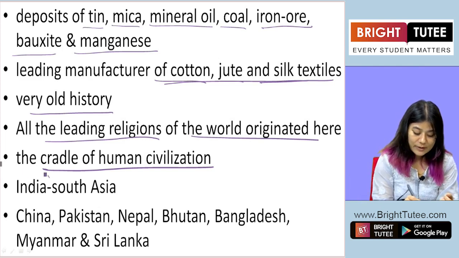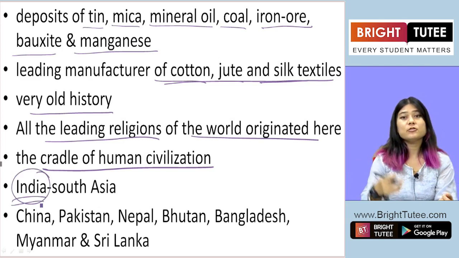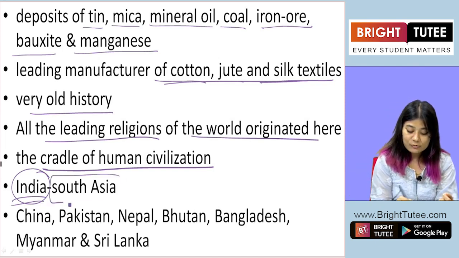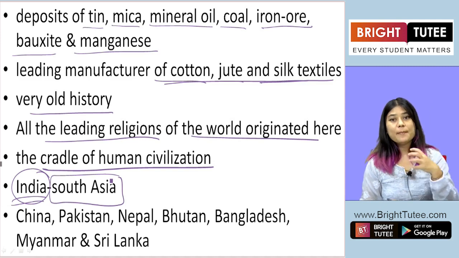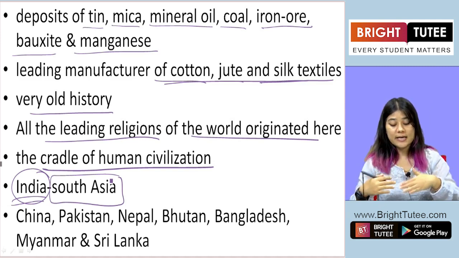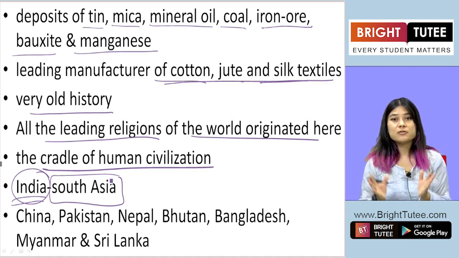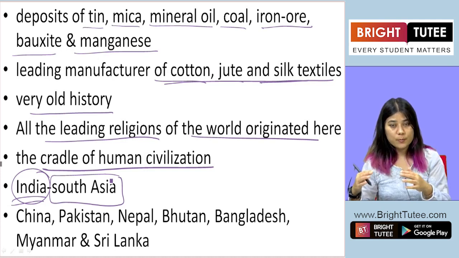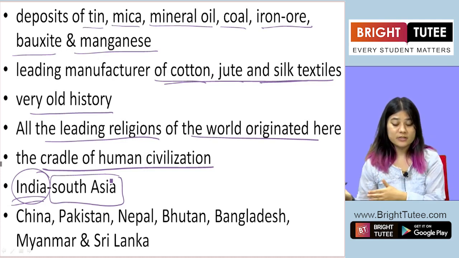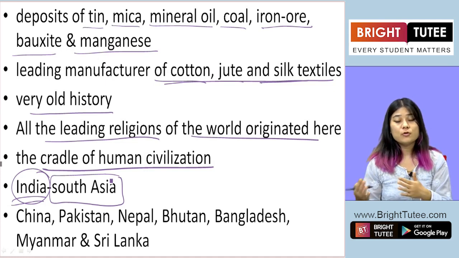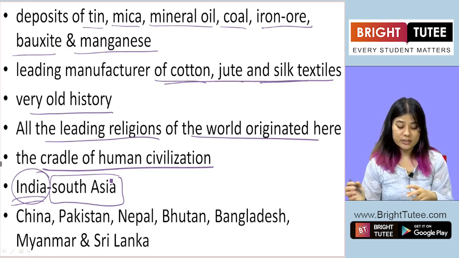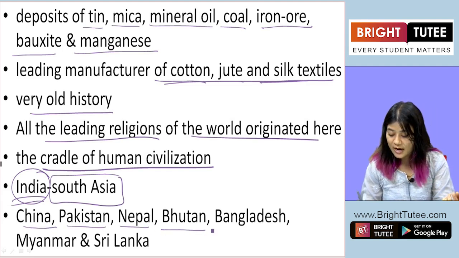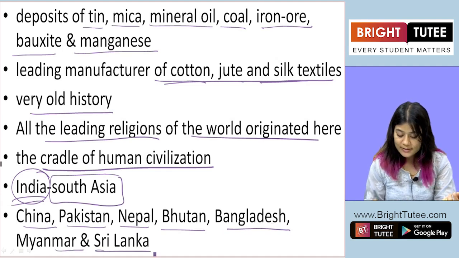Now, India belongs to the southern part of Asia. The southern part of Asia is known as South Asia. India alone is not the only country in this portion. There are India's neighbors and other countries as well that belong to South Asia. These countries are China, Pakistan, Nepal, Bhutan, Bangladesh, Myanmar, and Sri Lanka.